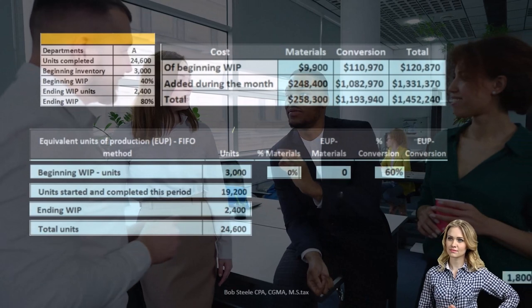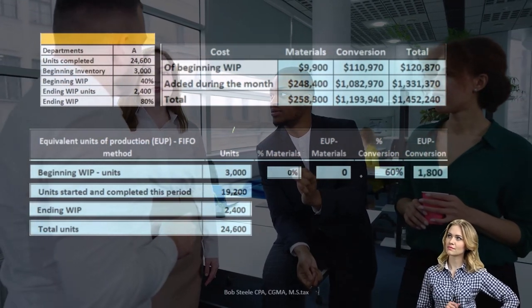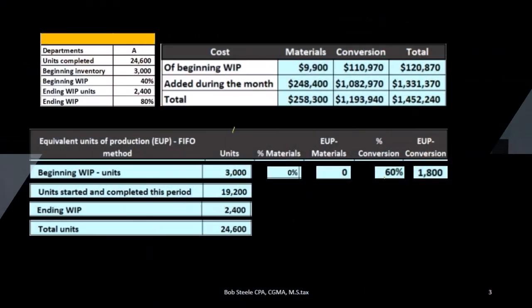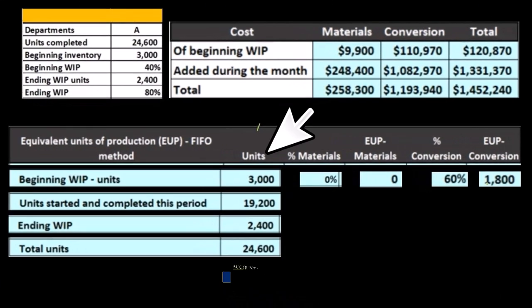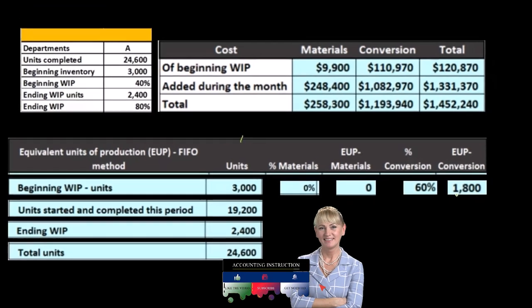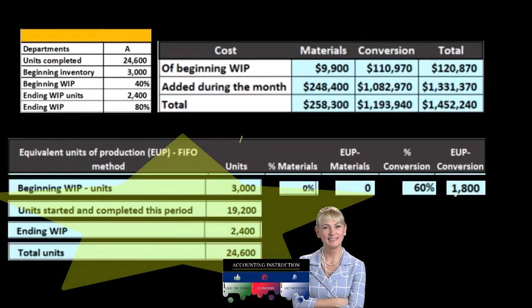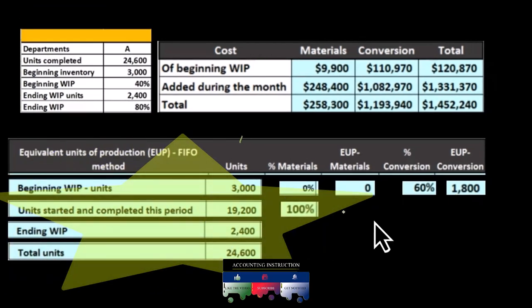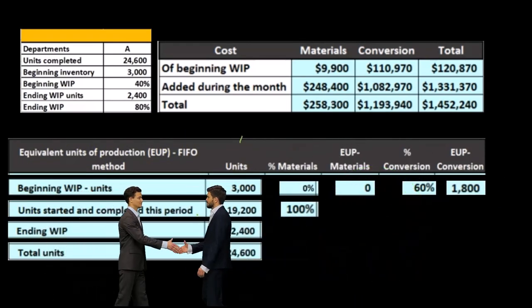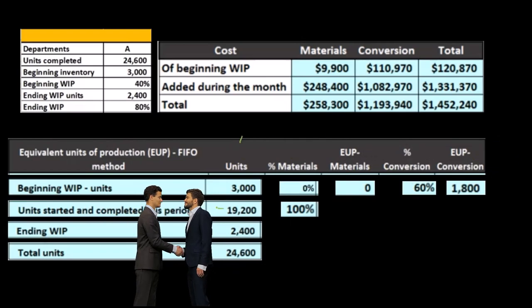The ones that were in terms of the conversion, then we're going to come up with some type of conversion percentage, this percentage being the amount of conversion that was done during this time period. So that 3,000 times the 60 gives us the equivalent units of conversion, the direct labor and the overhead applied, those being the conversion costs. Then we're going to have the items started and completed. The reason we're breaking them out in this format is that we can get this started and completed unit.